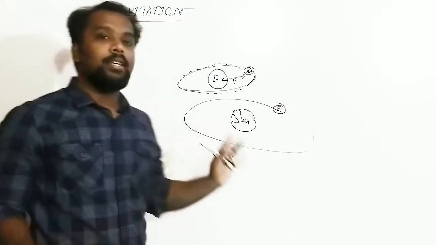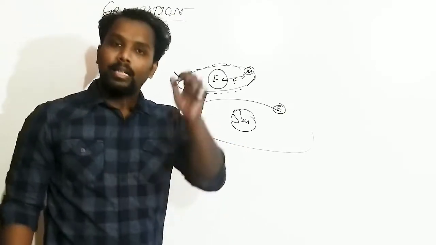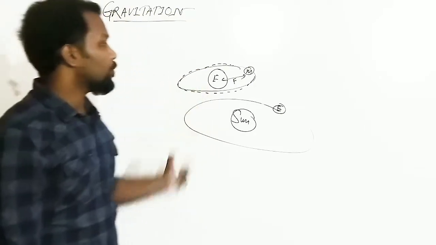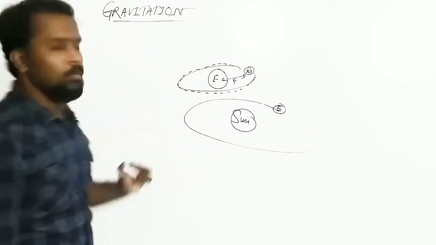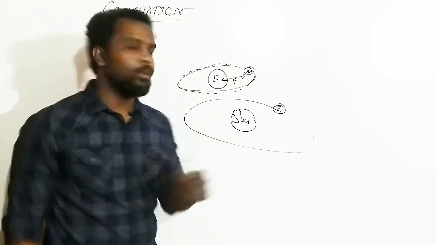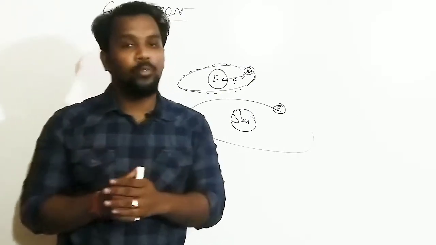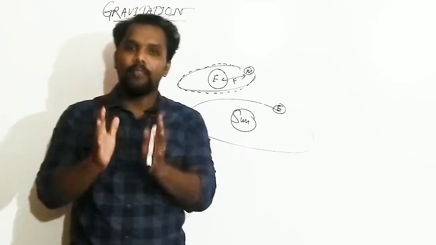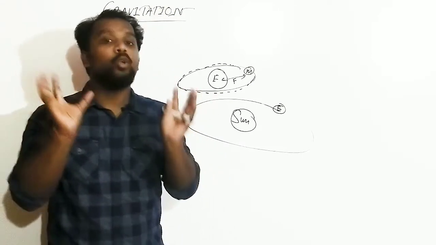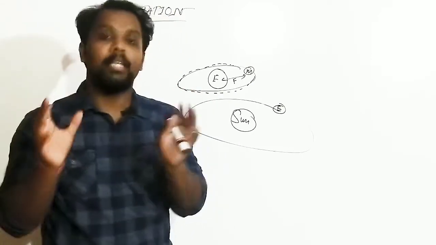Our great scientist Sir Isaac Newton argued the same reason for all these problems. That reason is gravitation, or gravitational force. Now, what is the gravitational force? Gravitational force is the force acting between two objects, and that force basically depends on the mass.